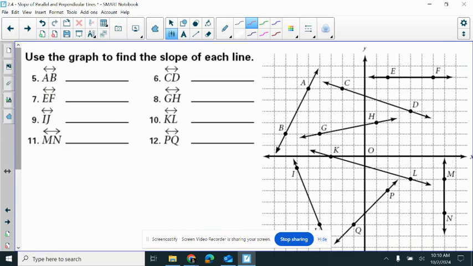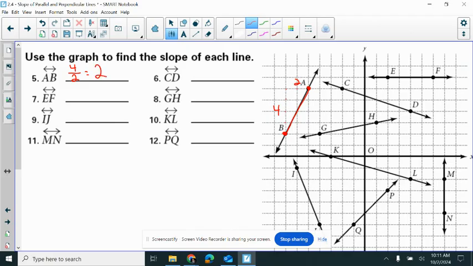So let's look at these. The first one, line AB. When I do slope, I look at it from left to right. So I'm going to start at point B and go to point A, because B is on the left. I first go up or down. From B to A, I go up 1, 2, 3, 4 blocks, and over 1, 2 blocks. Because slope is rise over run, the slope would be 4 over 2. After you find slope, if you can simplify it, simplify it. So 4 over 2 would equal 2.